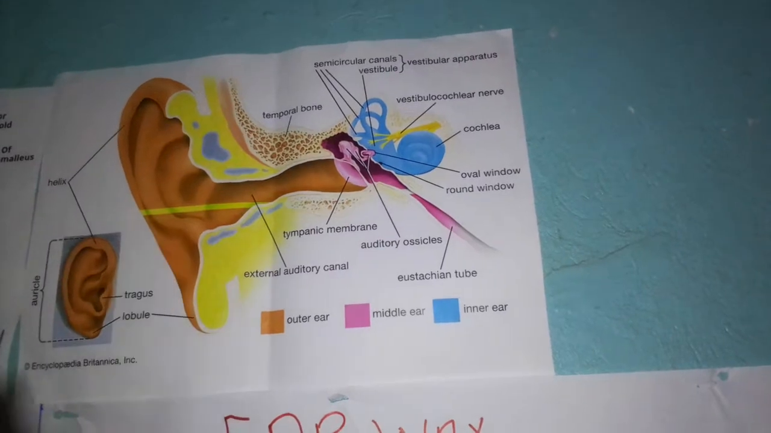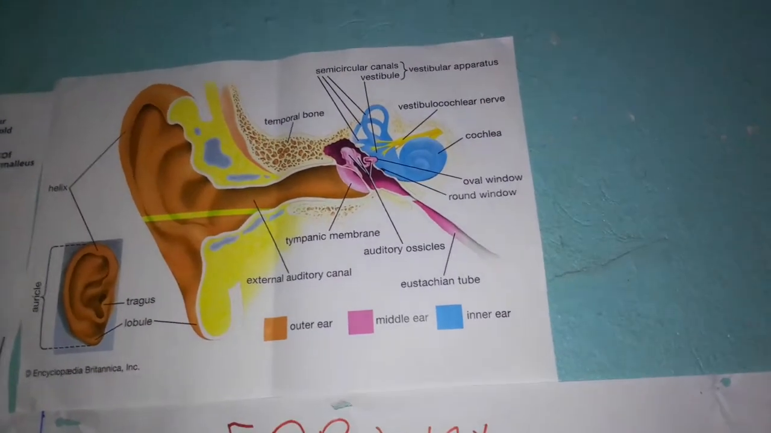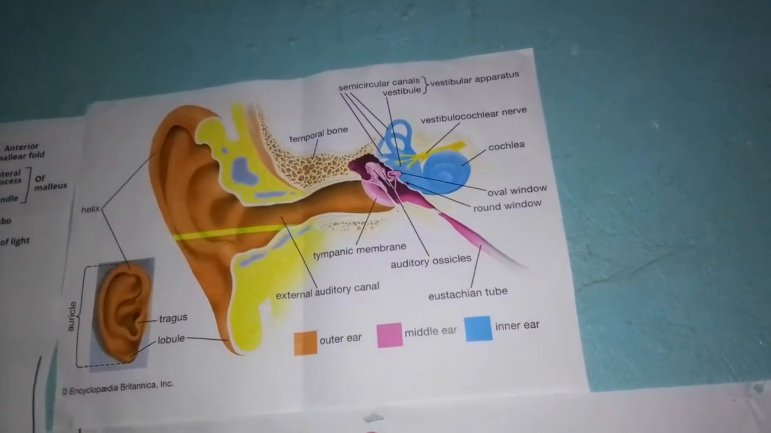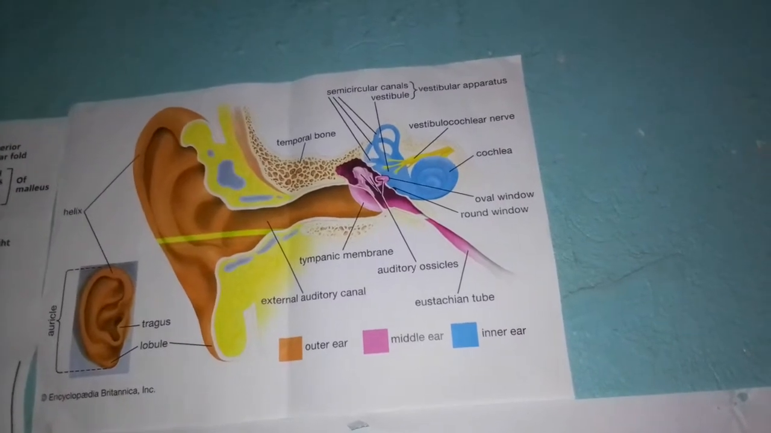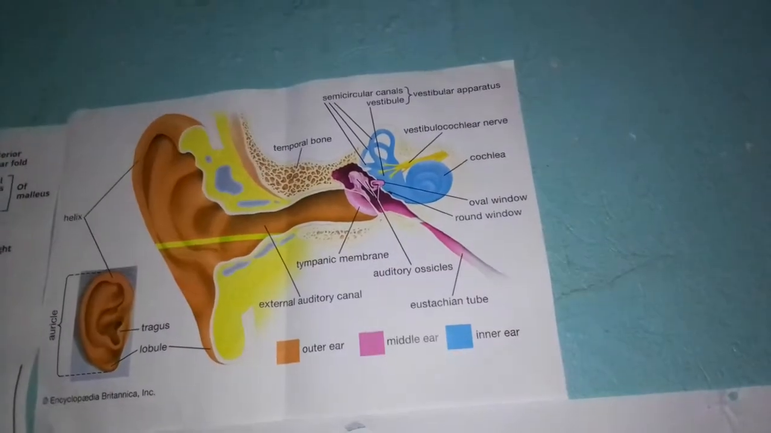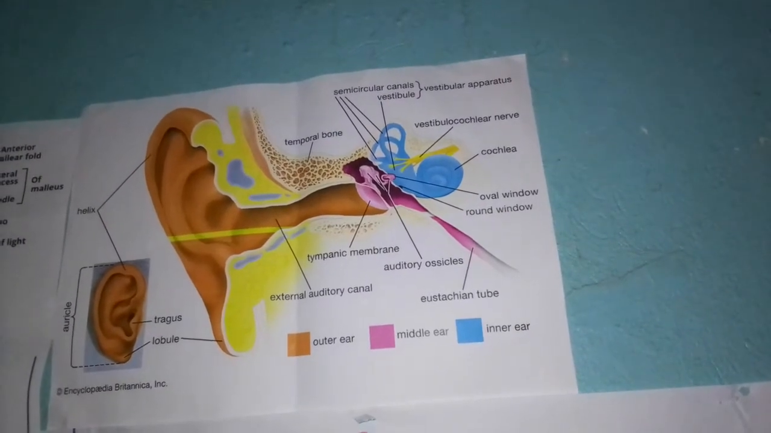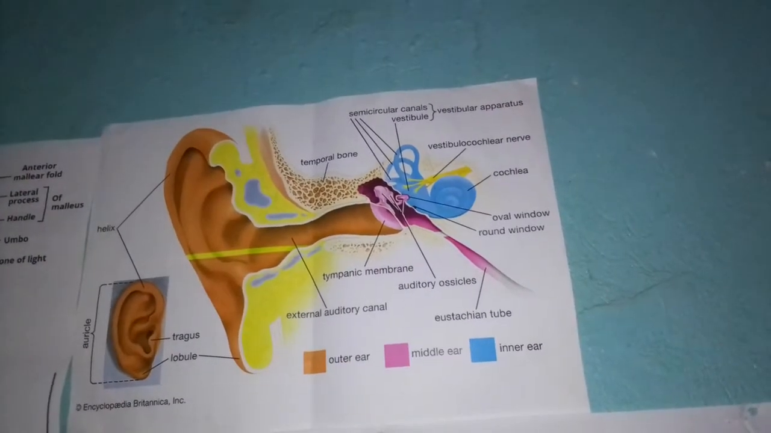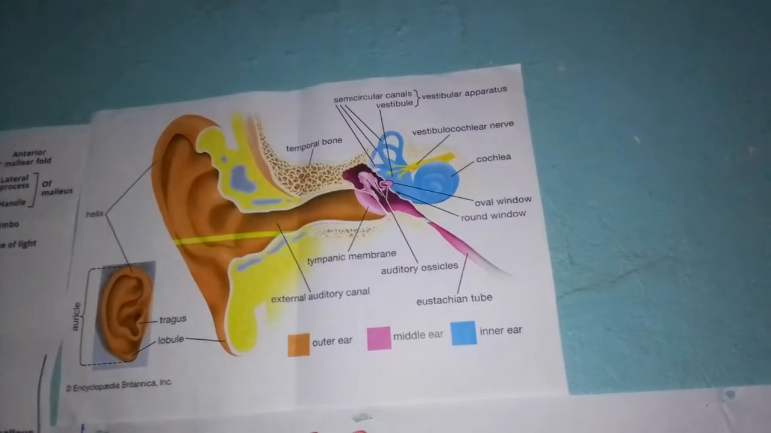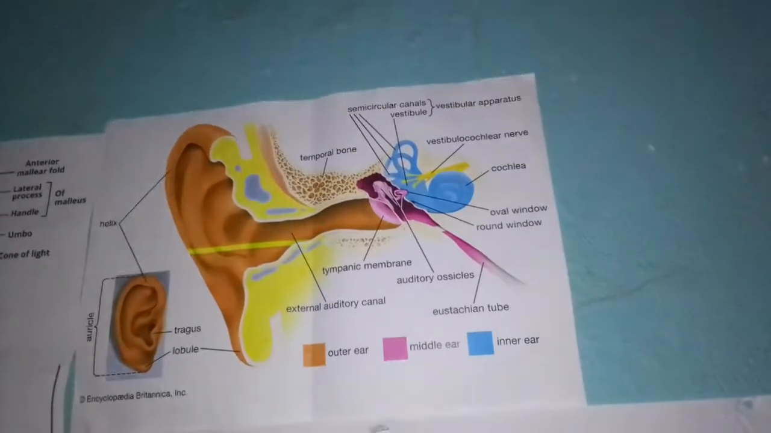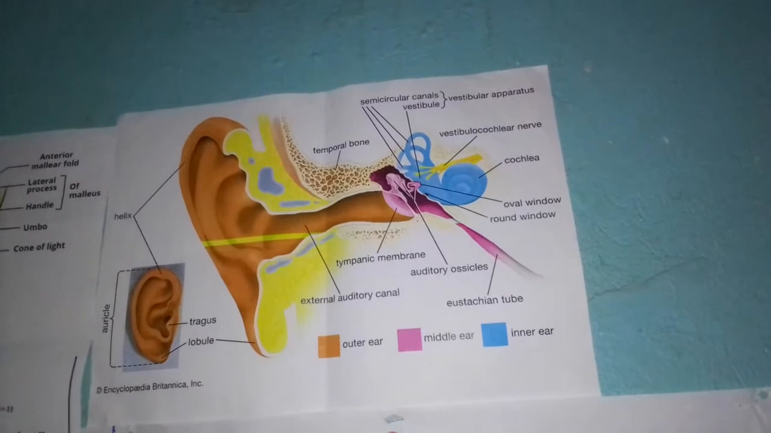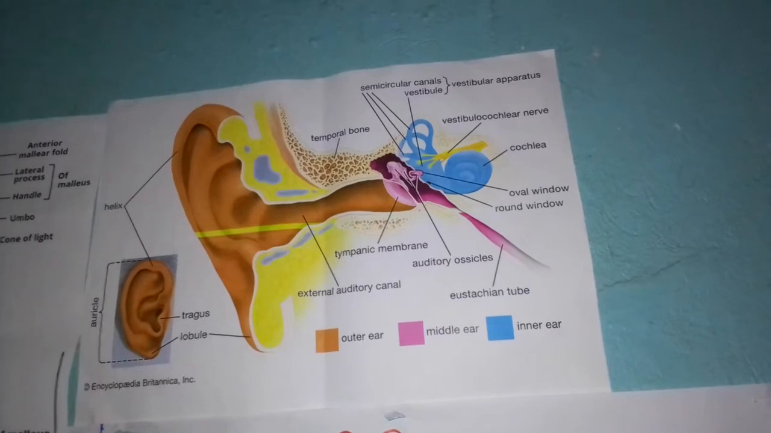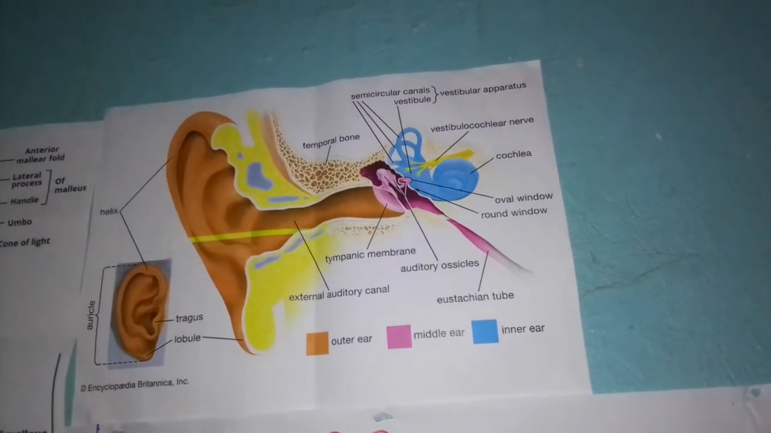So the outer ear is in brown, and the middle ear is in purple. Then the tympanic membrane, then you have the auditory ossicles, which are the malleus, incus, and stapes. Then we also have the eustachian canal, which connects the middle ear to the throat. Then we have the one in light blue, which is the inner ear, where we have the semicircular canal, which is involved in balance. We have the vestibulocochlear nerve, which is the eighth cranial nerve. We also have the cochlea, the oval window, and the round window.